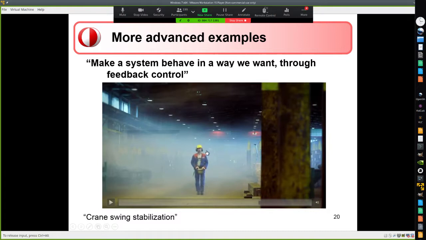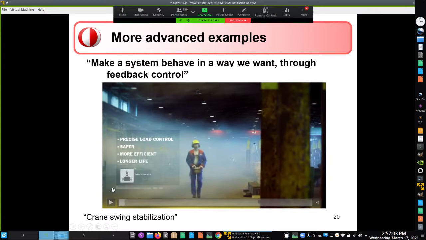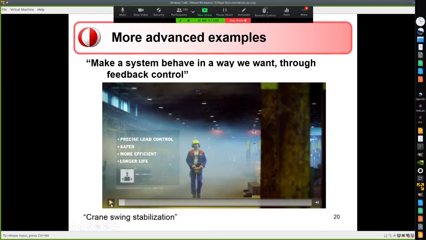So this one is from industry. It's about crane stabilization. So it's about industrial cranes and how they can be improved by using feedback control. By the way, it's an advertisement video. Sorry about that. It's a bit cheesy, but concentrate on the concept.